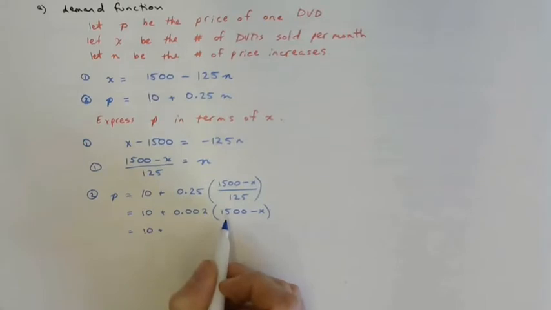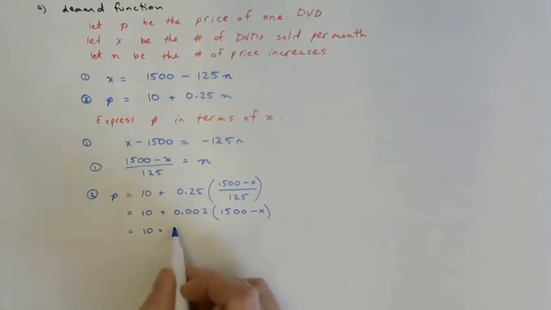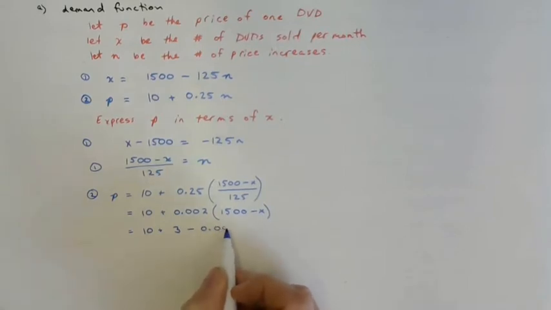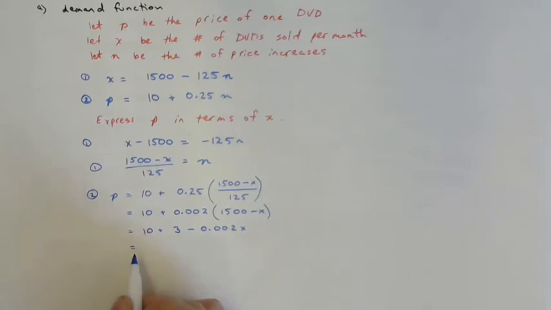0.002 times 1500 is 3. And then we have negative 0.002x, which means that we can combine our ones here. We've got p with respect to x is equal to 13 minus 0.002x. So what does this mean?